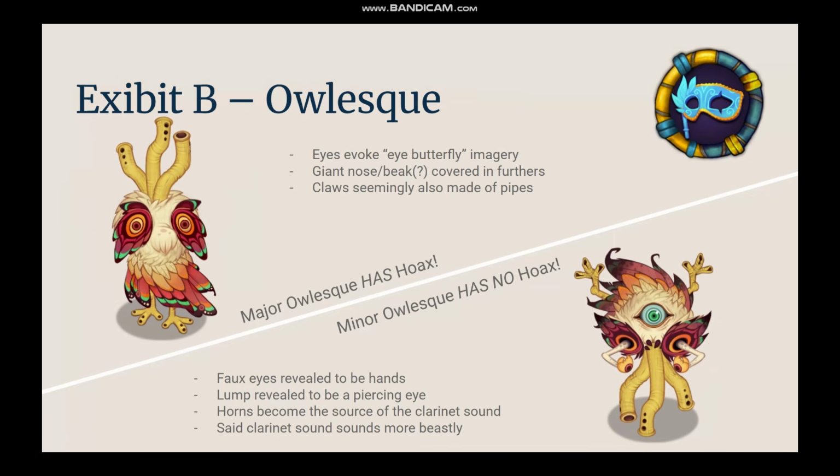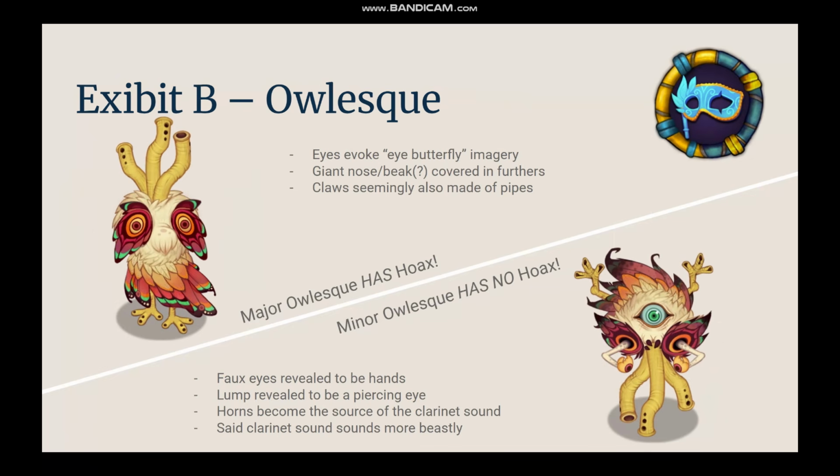And now minor Owlesque is obviously the true version of this monster. The faux eyes are revealed to be hands that come out and attack the pipes at the bottom. The lump it has in the middle of its face is now an eye. The horns have become like antlers and the source of the clarinet sound for the minor form.